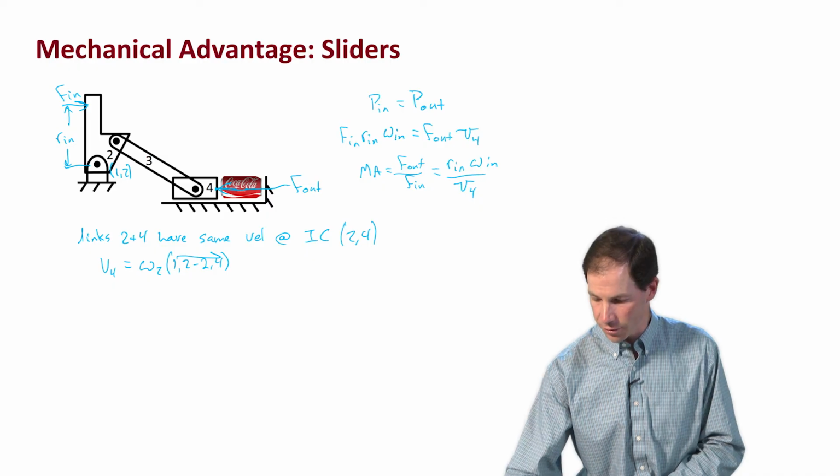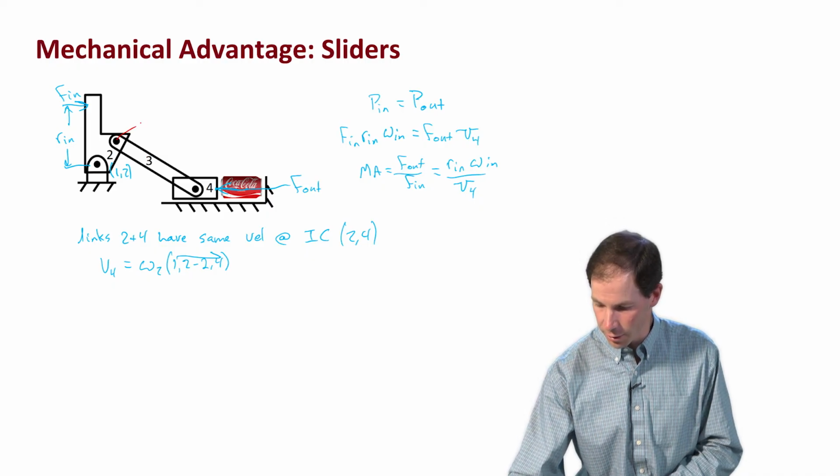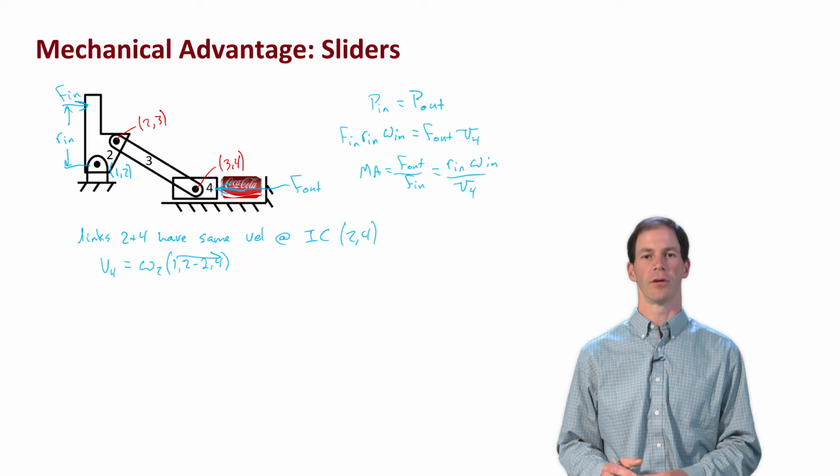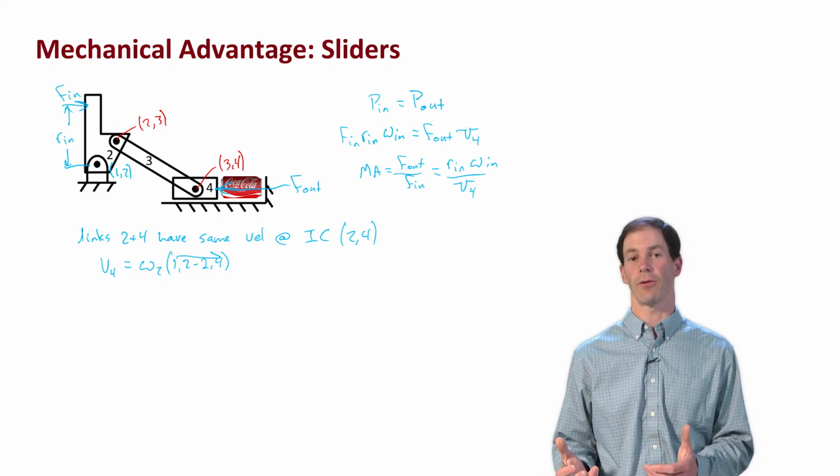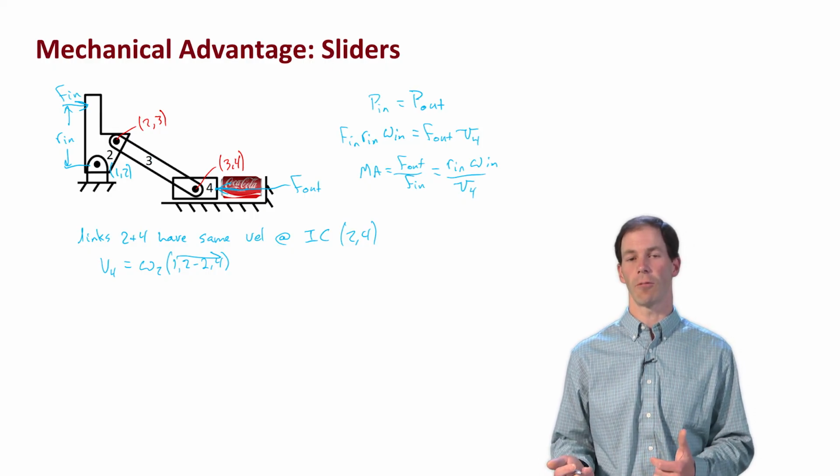Again, I can find 1, 2. I've done that. This point right here is instant center 2, 3. I've got instant center 3, 4 right here. Now the other link that is sliding with respect to ground is link 4. And so I'm going to be looking for instant center 1, 4.